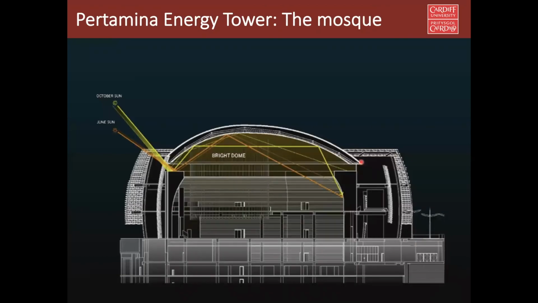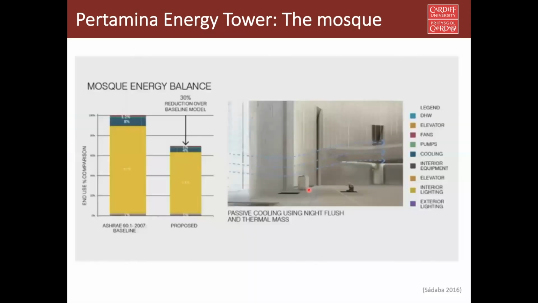Okay, in the mosque, I also said there are many passive measures for daylighting. One of the measures is to use light shelves. The solar radiation comes here and is reflected from the light shelves to the ceiling and reflected back. So you have diffuse light. That's how they use natural lighting in this building. In addition to that, they also use LED lights. So for the mosque energy balance, from the baseline, there is a 30% reduction in mosque energy use.